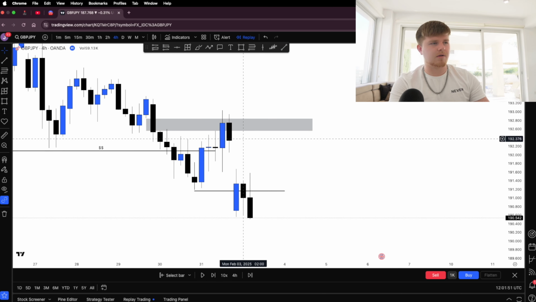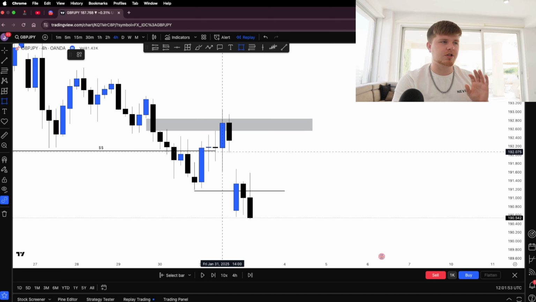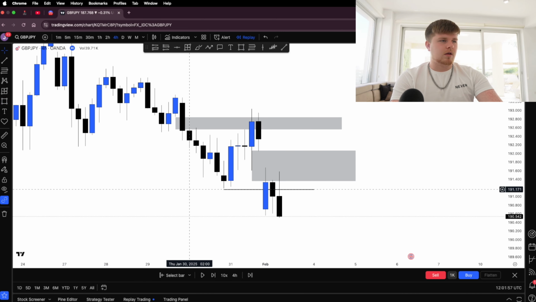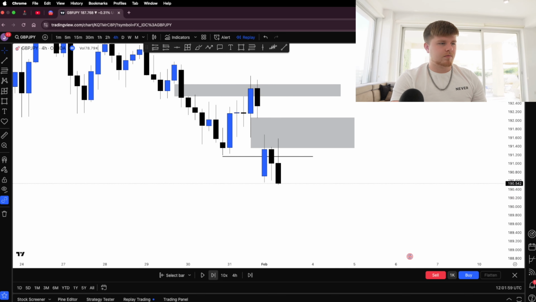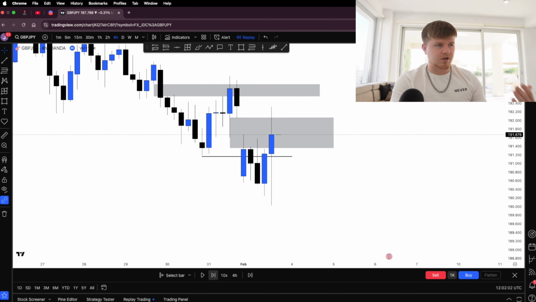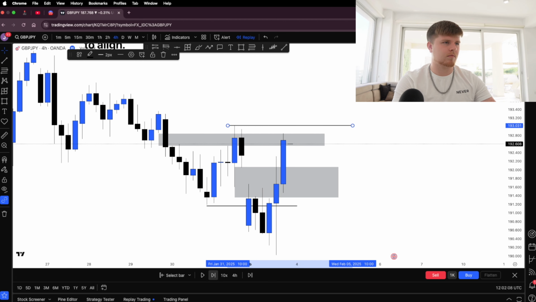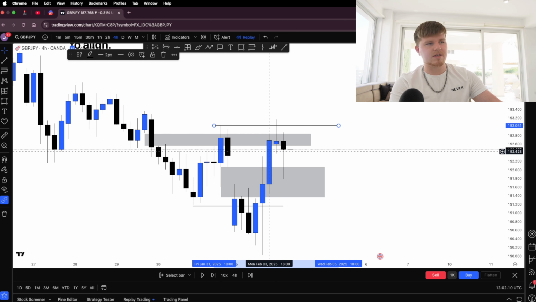As you can see, we come down and leave behind a massive gap, which you should not be worried by. This is simply just a fair value gap, which we've got to come back into. As you can see, we disrespect it. Therefore, we've got to take out the high. There you go, we take out the high.